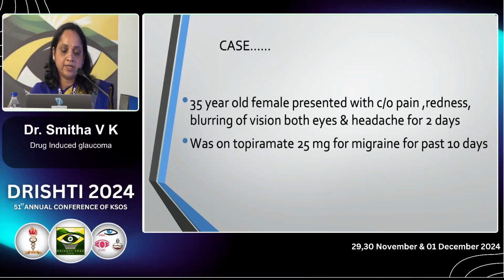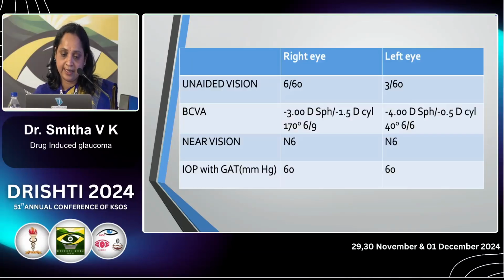This is a case of a 35-year-old female who presented with complaints of pain, redness, blurring of vision in both eyes, and headache for the past 2 days. And she was on topiramate for migraine for the past 10 days. Her native vision was 6/60 with -3 spherical and -1.5 cylinder in the right eye. She was improving to 6/9, and in the left eye -4 spherical and -0.5 cylinder, she was improving to 6/6.